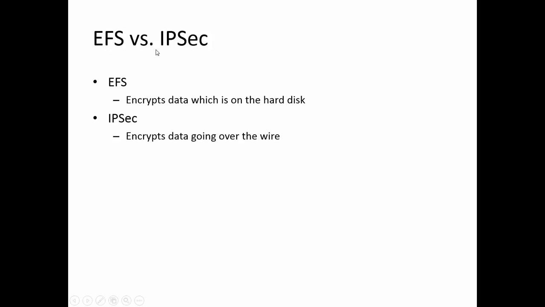IPSec versus EFS. What's the difference? Well, they both encrypt data, but EFS, encrypted file system, encrypts data which is stored on the hard disk, and it protects against lost or stolen hard disk. But IPSec encrypts data which is going over the wire, and it protects us against a bad guy with a protocol analyzer.